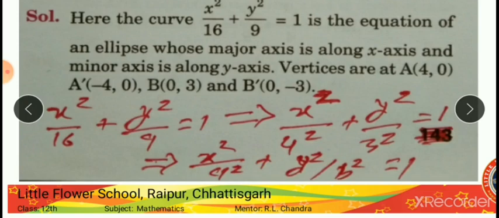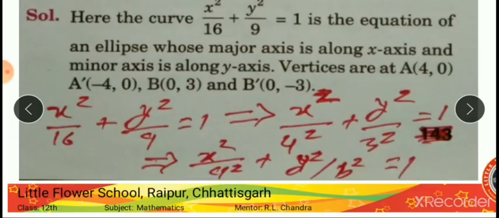In this case, our ellipse has its major axis along the x-axis. a is greater than b, that is, the major axis is along the x-axis and the minor axis is along the y-axis. Vertices are (a, 0) and (minus a, 0) along the major axis, and (0, b) and (0, minus b). See its figure.